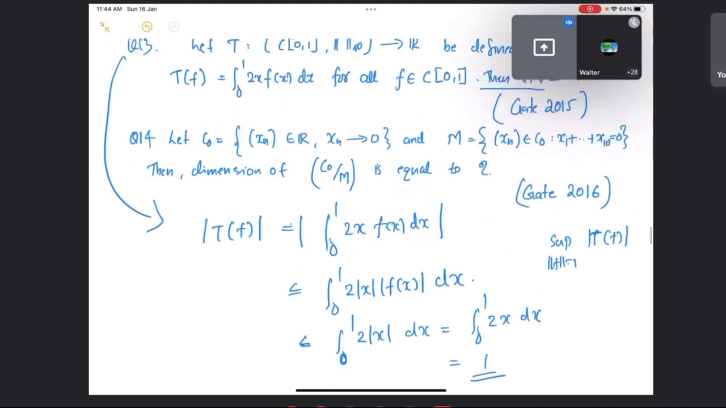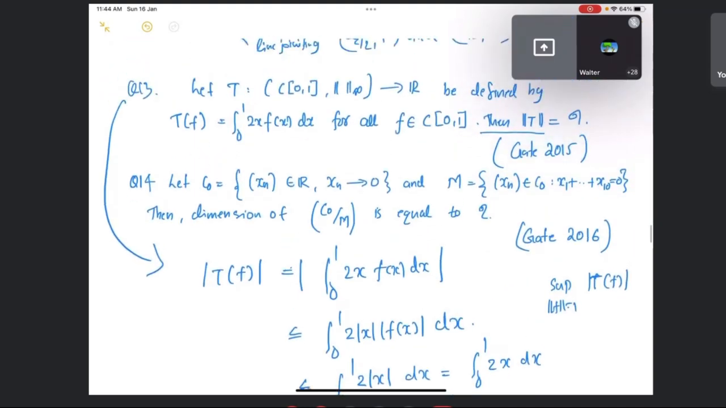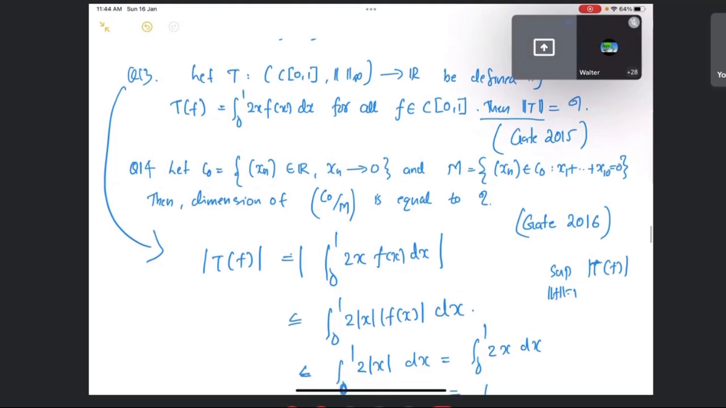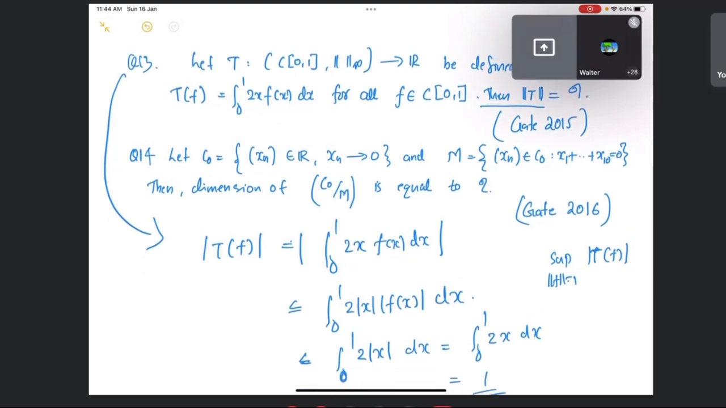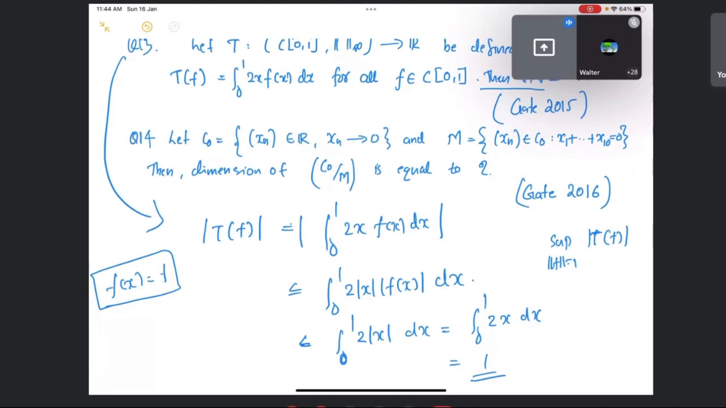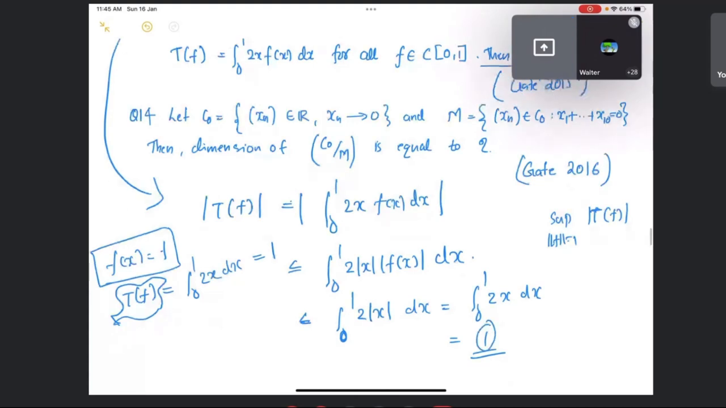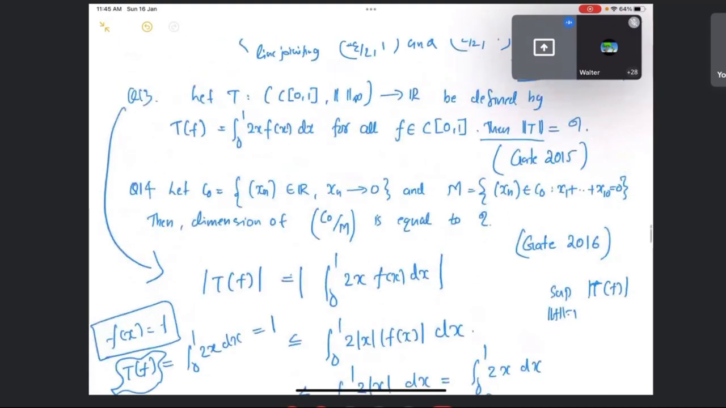Now we want to show that 1 is the least upper bound. And how to show that? You can put f of x equal to 1. So here we are following another method. If you put f of x equal to 1, then what will be T of f? Integral 0 to 1 of 2x dx, which will be 1. So the supremum is actually attained at the constant function 1. So 1 is an upper bound, and there exists a function which attains 1. So 1 is going to be the least upper bound. So here the norm is 1.